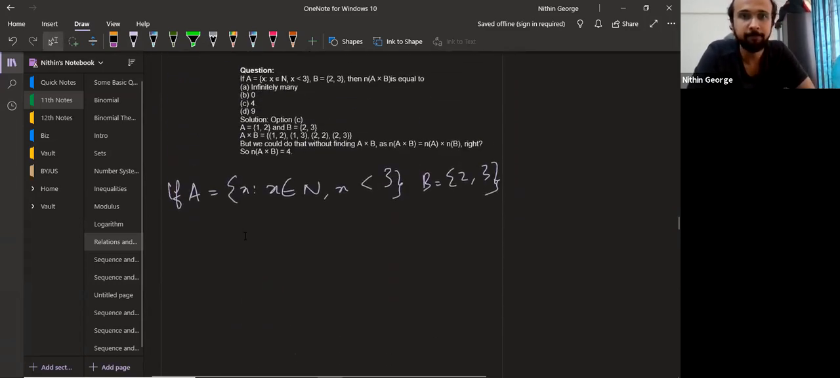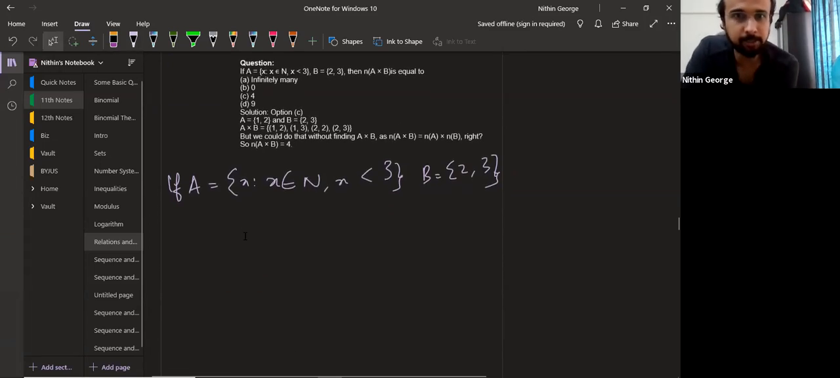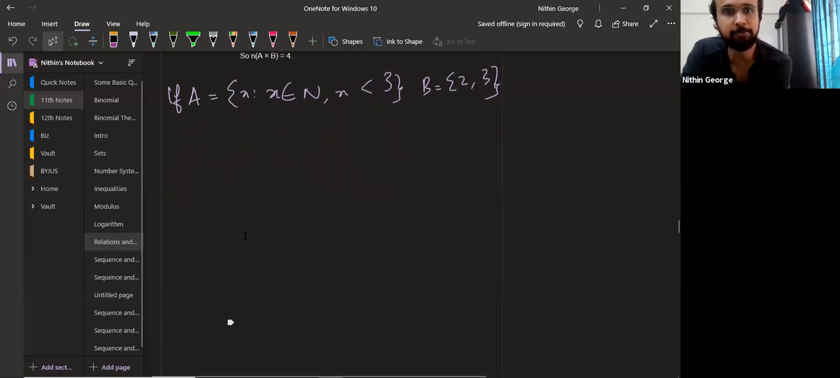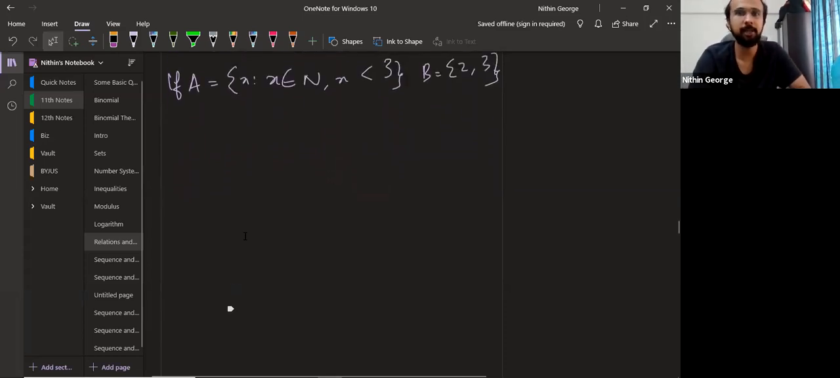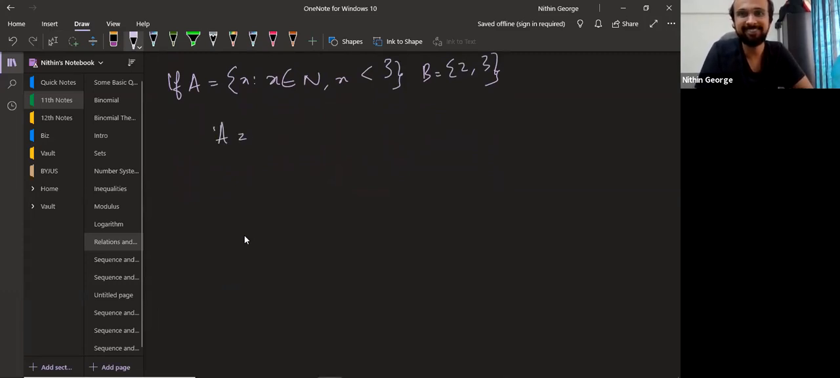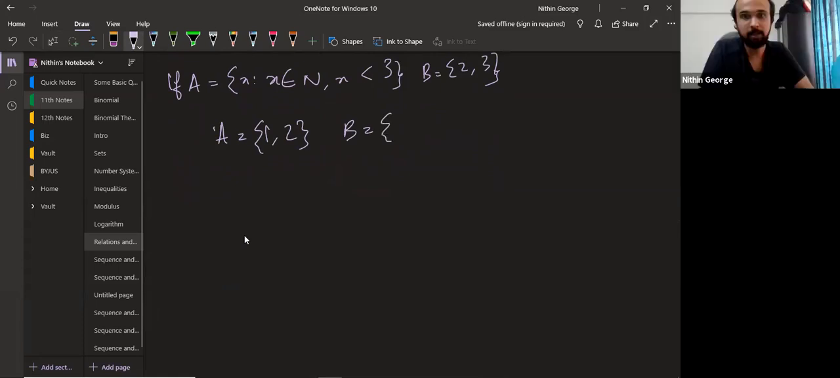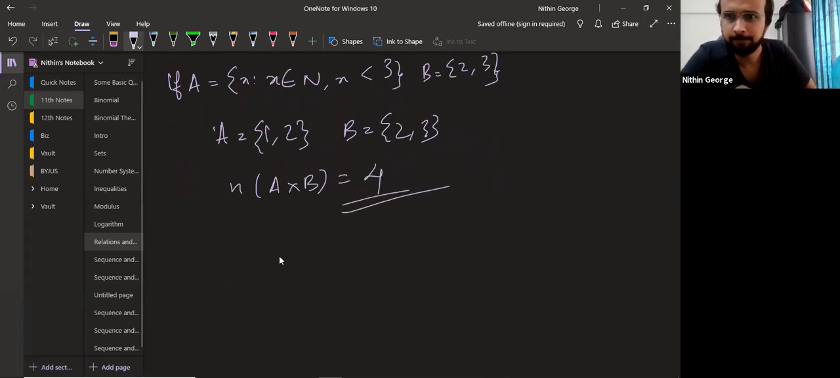Okay, what are they asking? It's a natural number such as this thing. Then number of elements in A cross B. Number of elements in A cross B. How many elements are there in A? 2. What are the elements? 1 and 2. Okay. B is 2, 3. What are the elements in A cross B was the question. Oh, this is too easy here. Okay, there will be 4. Okay. Done?